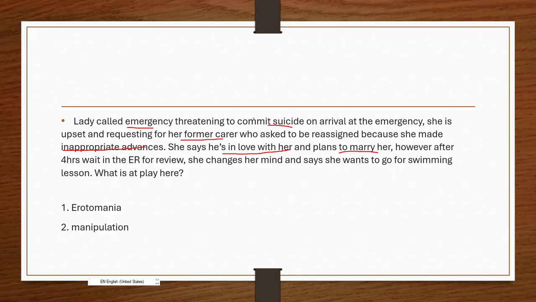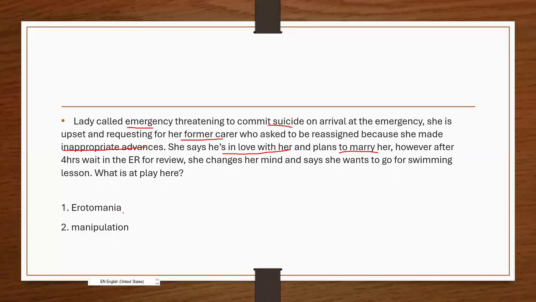Now this is a clear-cut case. She has called the emergency threatening to commit suicide. Why? Then she would be brought to the emergency. She is doing this to come and see that doctor. And now she is telling that the doctor was in love and plans to marry her, but she has not been given that, so she changes her mind and wants to go for a swimming lesson or some sort of thing. Okay, so here this is erotomania.